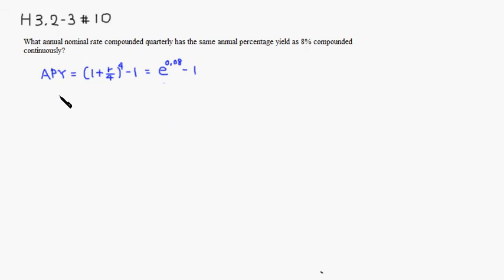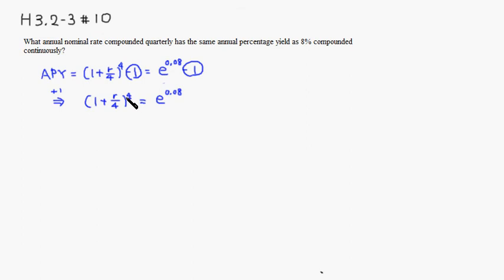First step, we have to isolate this r right here. First thing we can do is get rid of this negative 1 on both sides by adding 1 to both sides. So you will get the quantity (1 + r/4) to the fourth power is equal to e^0.08.